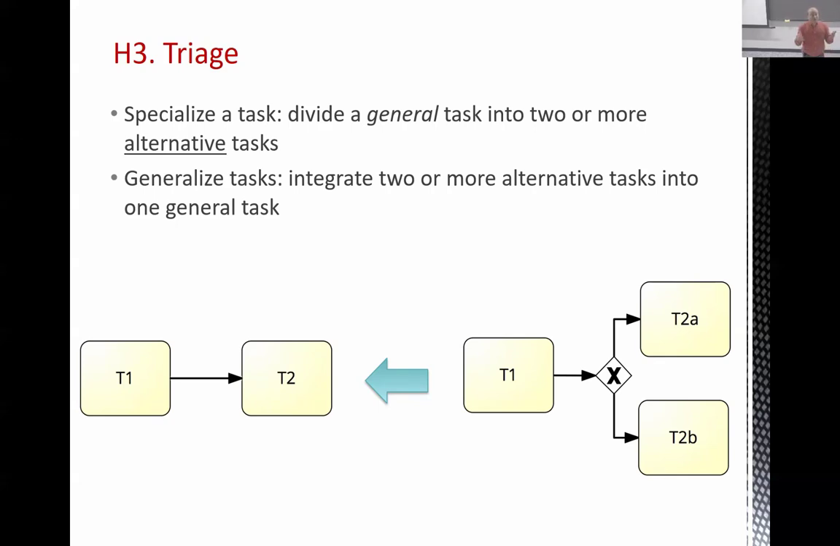Or you can separate them and say, I'm going to have one task called assess insurance claim for home insurance. That will be T2A. And T2B will be assess motor insurance claim, so for vehicles. And the second option is you are specializing your resources because there will be people dedicated to checking insurance claims for home insurance and a completely different set of people checking insurance claims for motor insurance.